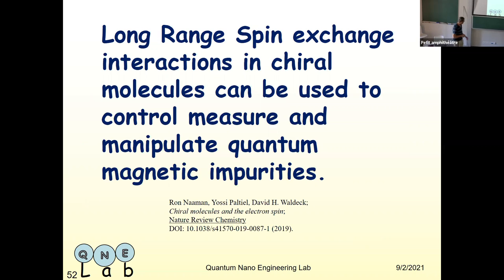So I would like to summarize before opening to questions. We have long-range spin exchange interaction in chiral molecules that can be used to control and manipulate quantum magnetic impurities, which I hope will be of interest to your workshop.